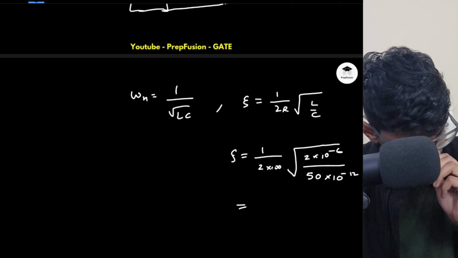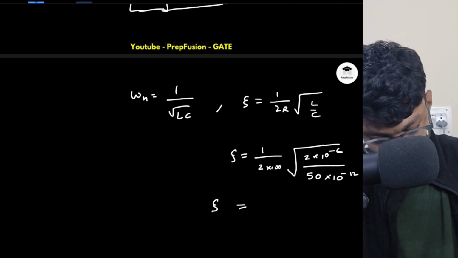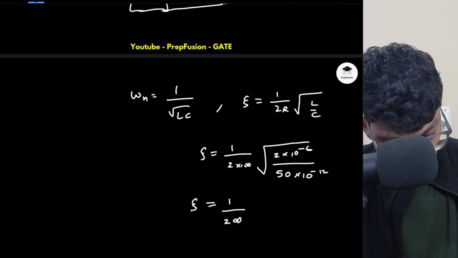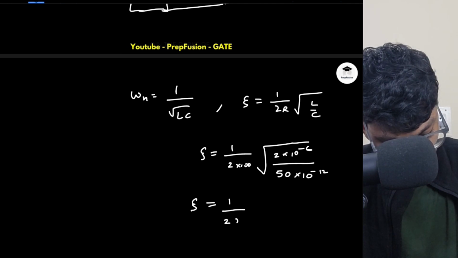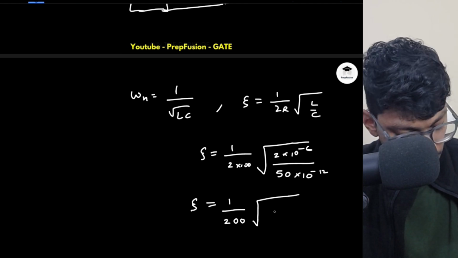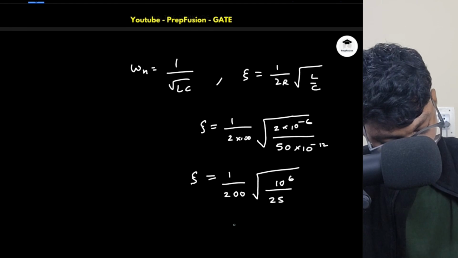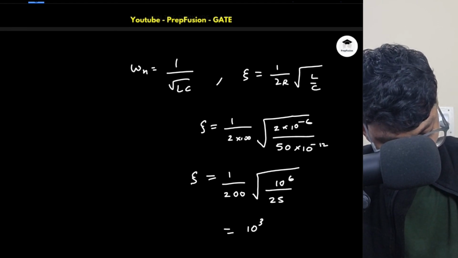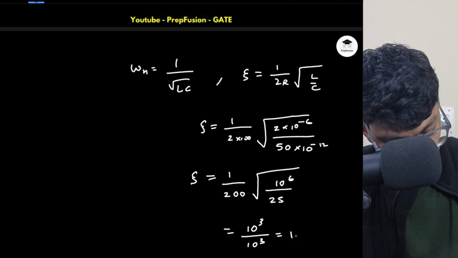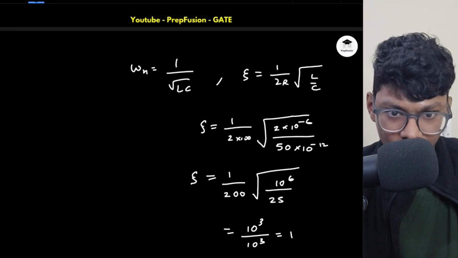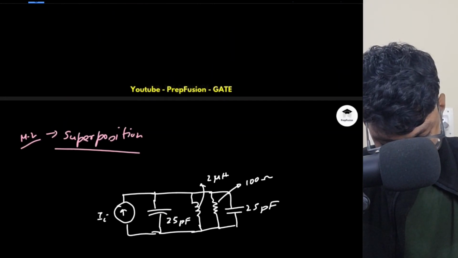Okay. So zeta will be equal to 1 by 200 times 25 into 10 raised to power 6. Ultimately this comes out to 10 cube divided by 5, so this is also 10 cube. It comes out to be 1. So your zeta here comes out to be 1. It is a critically damped system. So your zeta comes out to be 1 in this case.